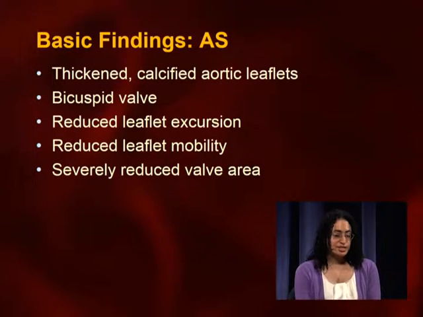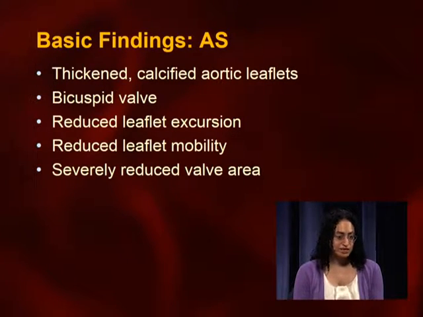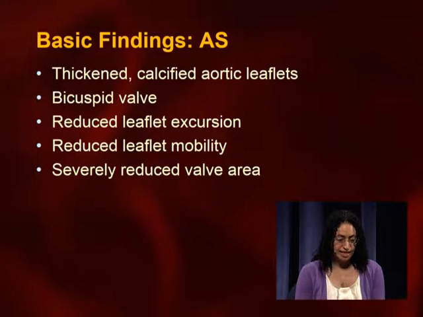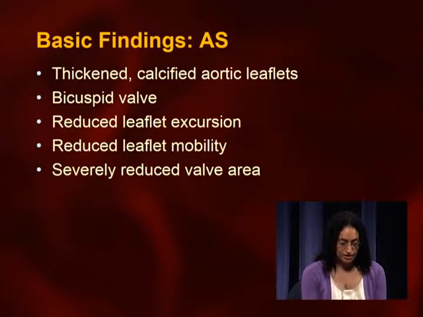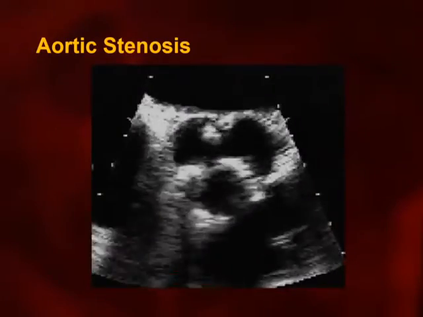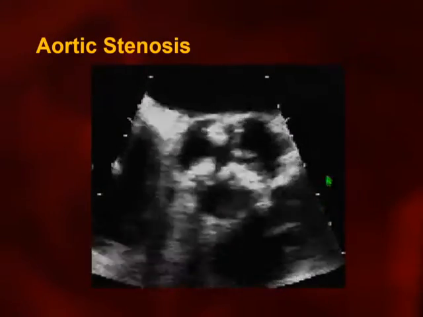Okay, moving on to aortic stenosis. You might be told that the aortic leaflets are thickened and calcified, or that there's a bicuspid valve, which in and of itself is a predisposition to aortic stenosis. You would expect to see reduced leaflet excursion and mobility and a severely reduced valve area. So that's what aortic stenosis looks like on echo.